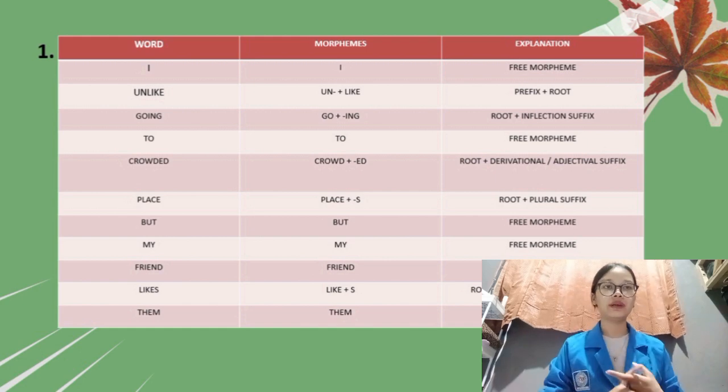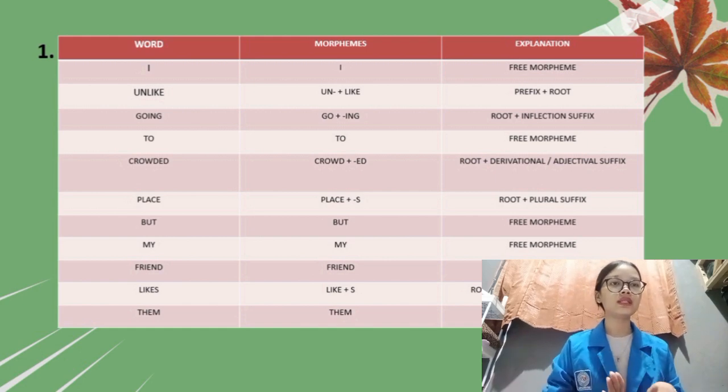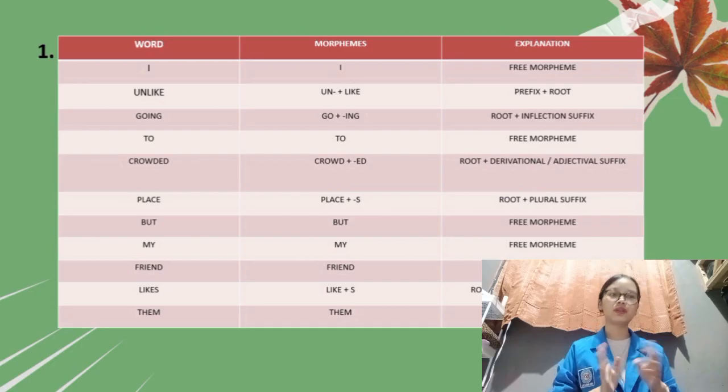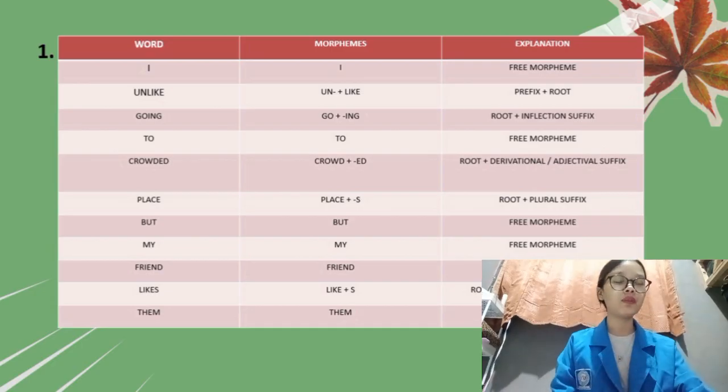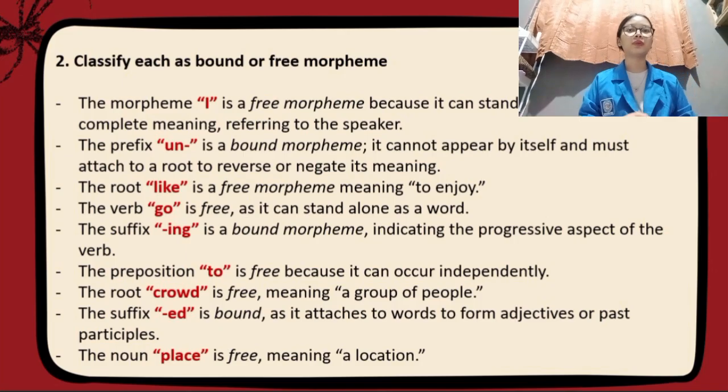The last we have "them." The morpheme is "them," and the explanation is free morpheme. The number 2: we have to classify each as a bound or free morpheme.